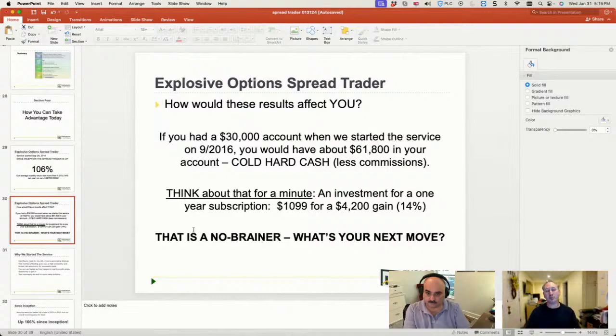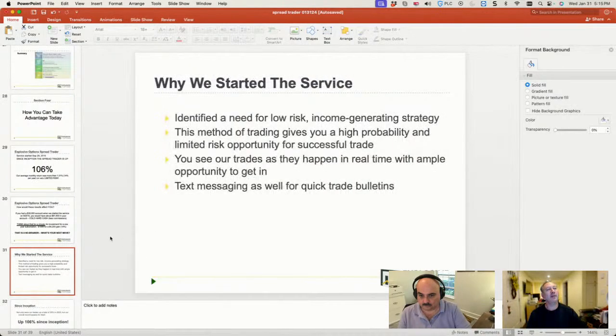An investment for a 1-year subscription is $1,099. A 14% gain every single year for the last 7 years. Look how much positive you are. You're a $4,200 gain versus $1,099 for the service for each year, right? So yes, in 7 years you would have paid almost $7,700 for the service, but you would have made close to $3,200 each year on average, for a service that is offering you these kinds of returns with very little risk to take.